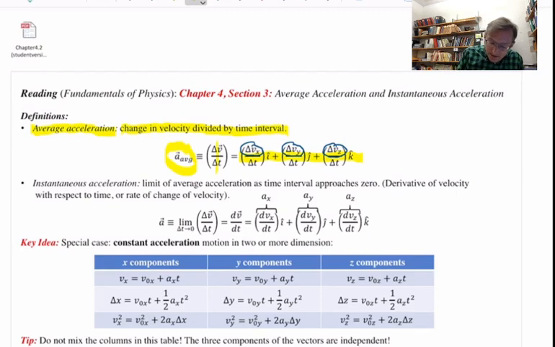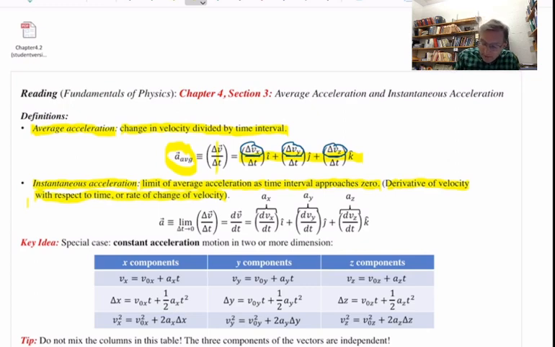Then the definition of instantaneous acceleration. And again, same definition as in Chapter 2. Take the average acceleration and express it in the limit as the time interval approaches 0 or becomes infinitesimally small. And what you end up with, just like in Chapter 2, is the derivative of the velocity with respect to time, also called the rate of change of the velocity.